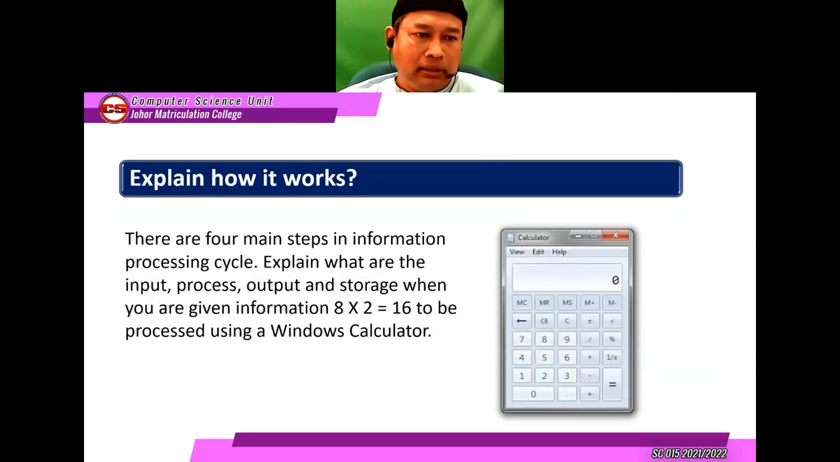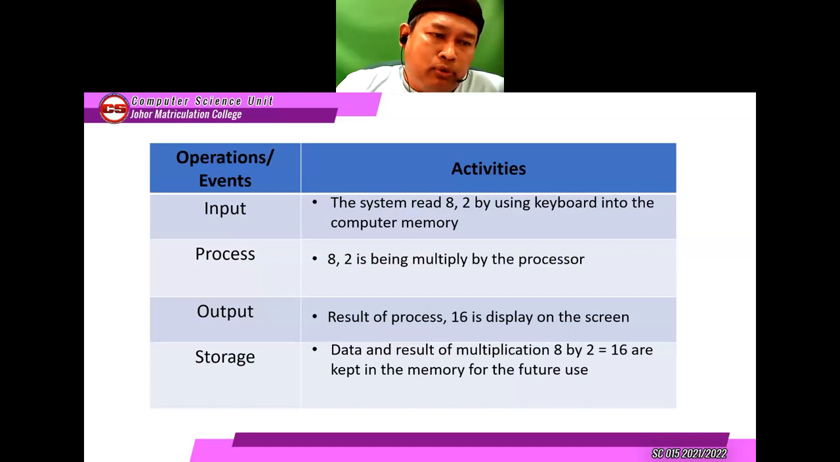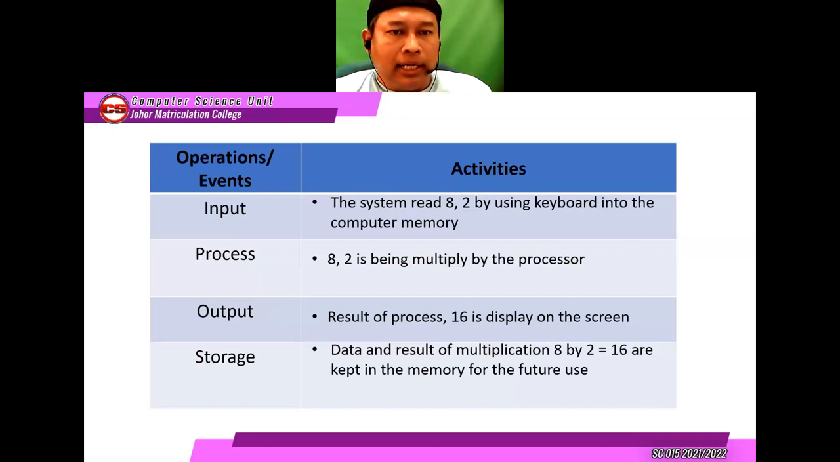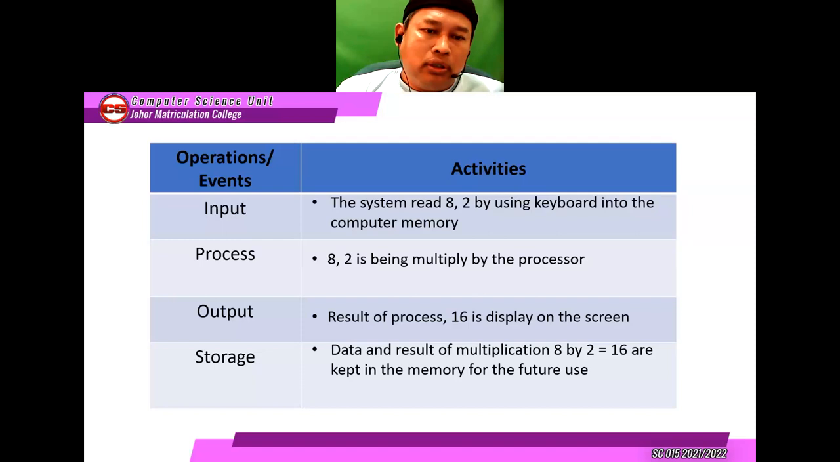So this is how we enter data: 8 times 2 equals 16. The input data is the number 8 and the number 2. This is input for data 8 and 2. You press the keyboard and the process is to multiply the 8 and 2. And output produces the result for 8 times 2, which is 16. So 16 is the output for the process of 8 multiplied by 2. The storage will store or record the result 16 in your memory for future use.